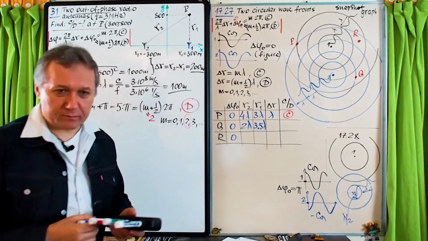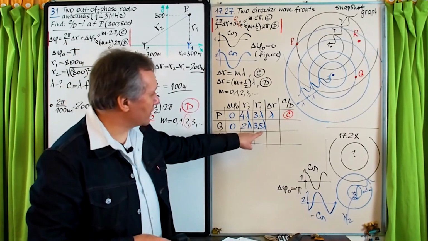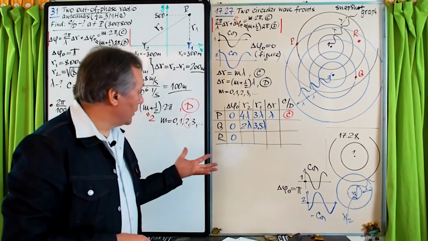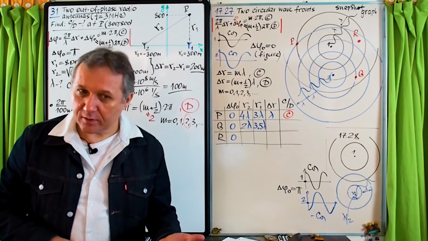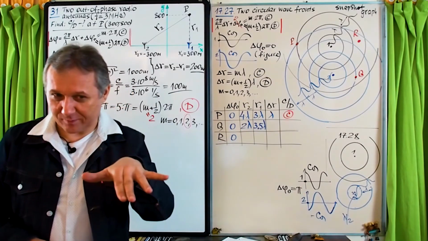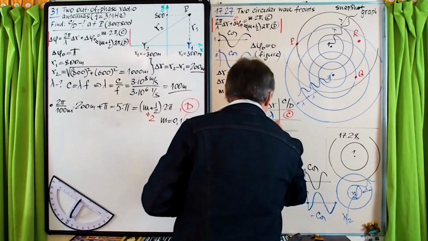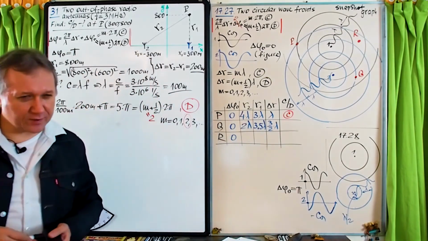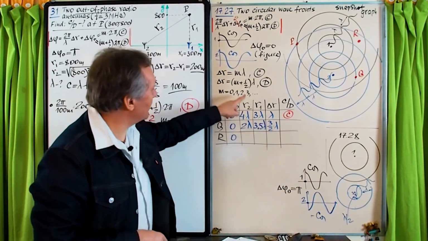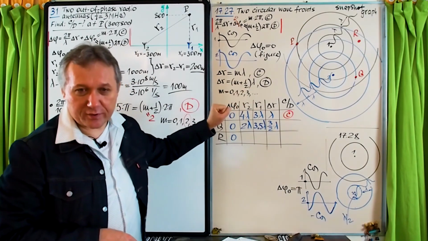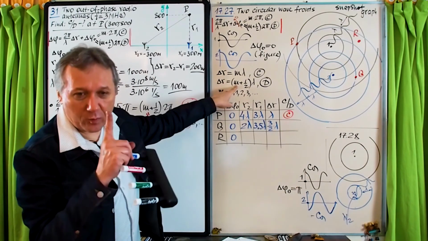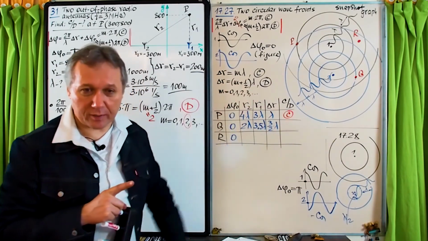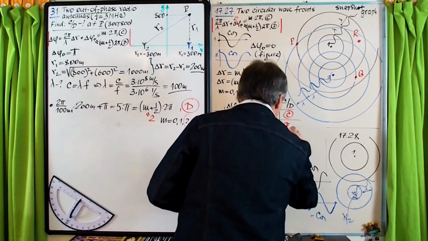If you subtract, looking at the absolute value, R1 minus R2, we get 1.5 lambda, which we can write as 3 over 2 lambda. Obviously it's not constructive interference. 3 over 2 lambda comes from the condition for destructive interference when m equals 1: 2 over 2 plus 1 over 2, which is 3 over 2 lambda. So here, destructive interference.